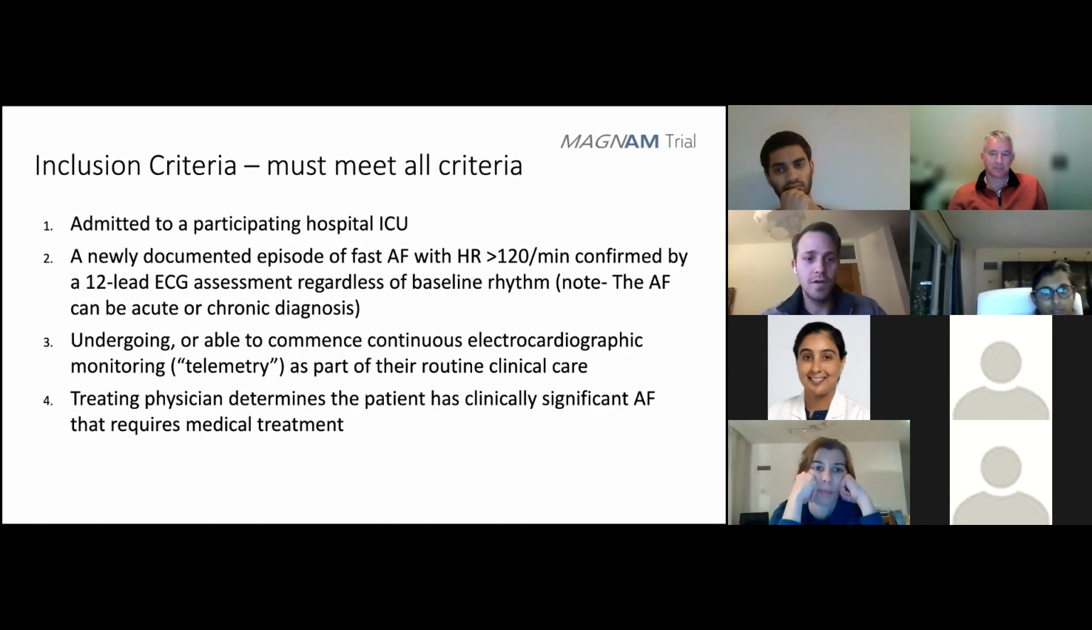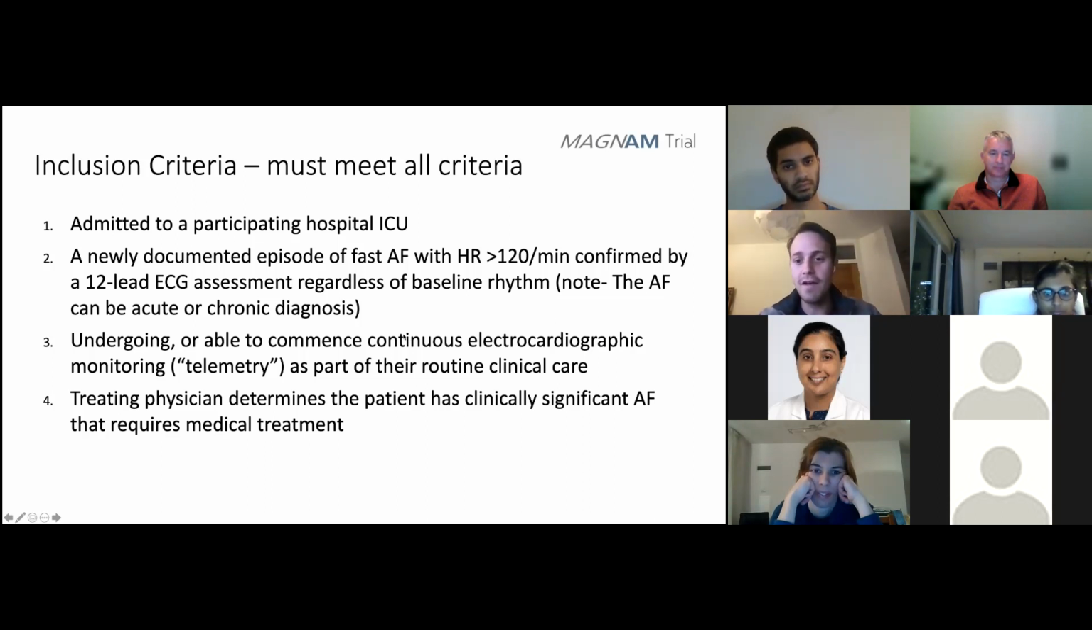So here's all of our inclusion and exclusion criteria. And again, all the resources for this will be at the nursing station and online for you guys to access at any time. So the inclusion criteria is meant to be fairly quick and straightforward. So is the patient admitted to a participating hospital ICU? That's pretty obvious. Do they have a newly documented episode of fast AFib?